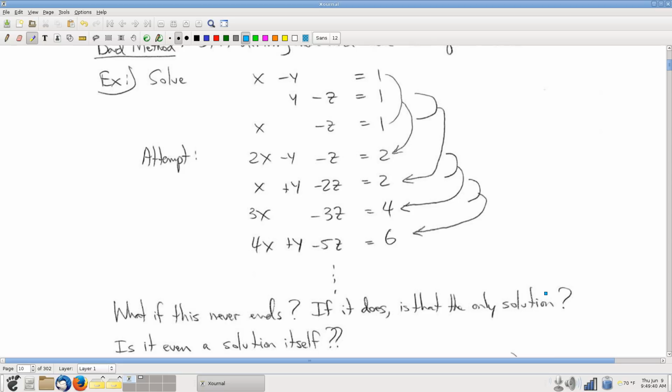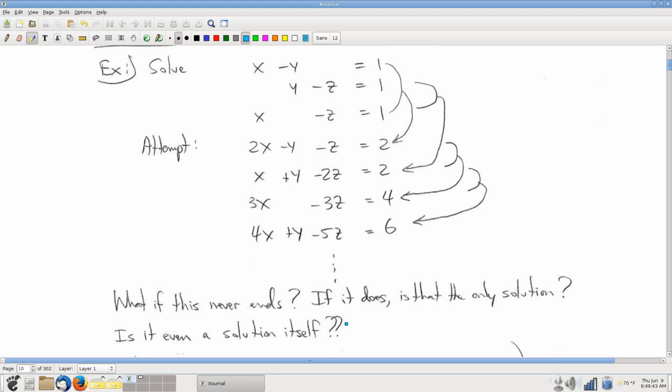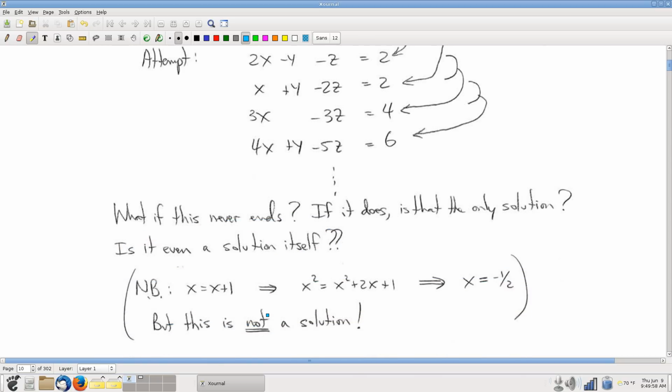And here's an even worse, nasty little issue. How do I know that the seeming solution that I found actually is a solution? And I'm not talking about the possibility that I might have made an arithmetic error. There is a nastier issue in play, and let me show you an example of what I'm talking about. Let's consider this equation. And, of course, we all, at a glance, can tell that this equation has no solutions. Of course, right? There is no number that is equal to itself plus 1. And yet, watch me solve this equation.